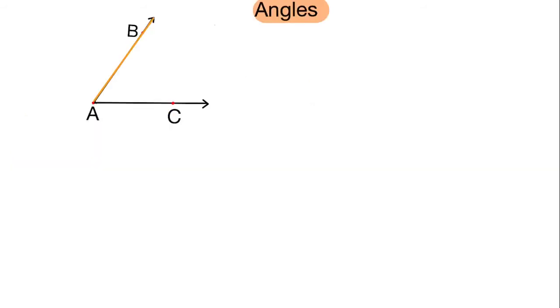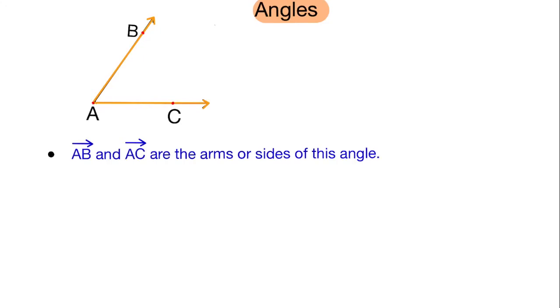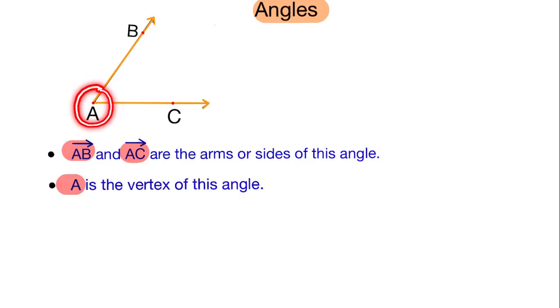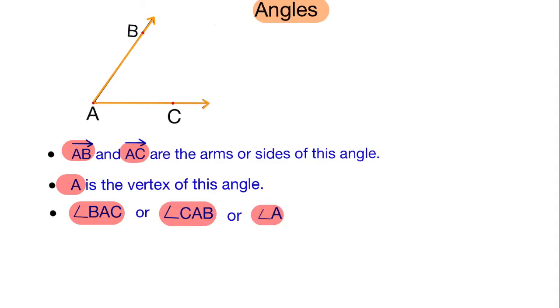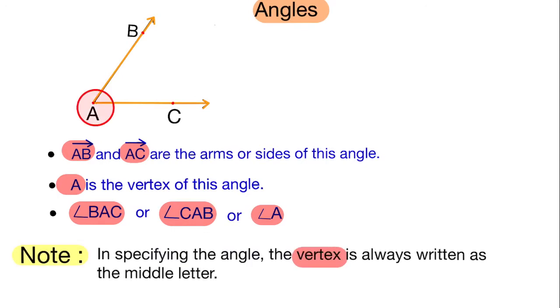Rays AB and AC are the arms or sides of this angle. The common endpoint of the rays AB and AC is A, and hence A is called the vertex of this angle. We name this angle as angle BAC or angle CAB or angle A. Here you can notice that in specifying the angle, the vertex is always written as the middle letter.